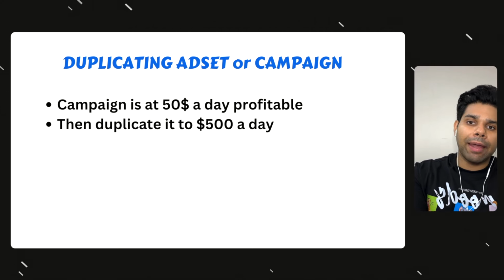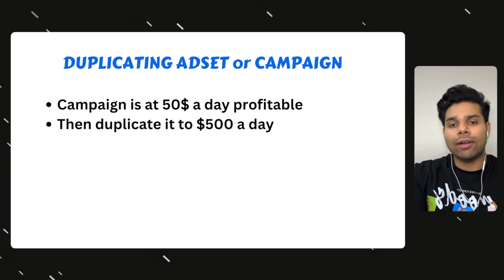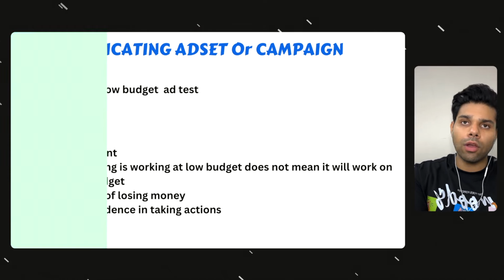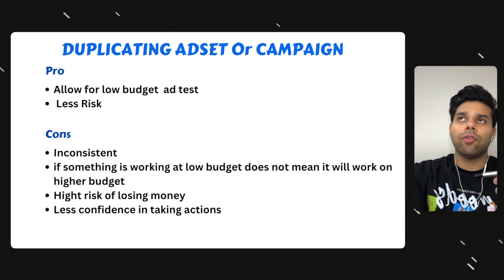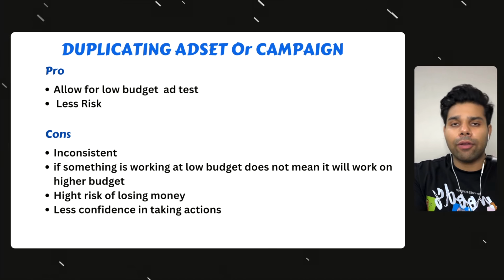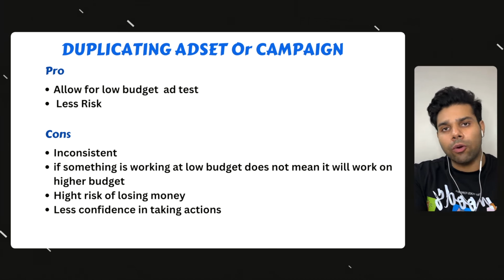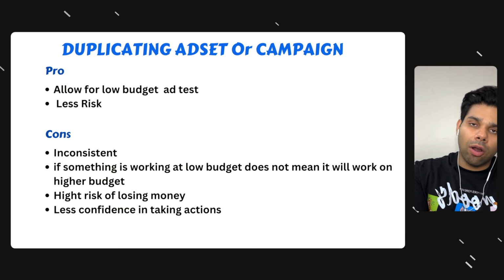Second option, duplicating an ad set or campaign. For example, if a campaign is running profitably at $50, then duplicate it to $500 a day. What are the pros? It is good for low budget ad tests. Like if you want to test out a campaign or ad set at $10 or $20 and you are good at this, it is a very low risk thing. You can start very small with this.